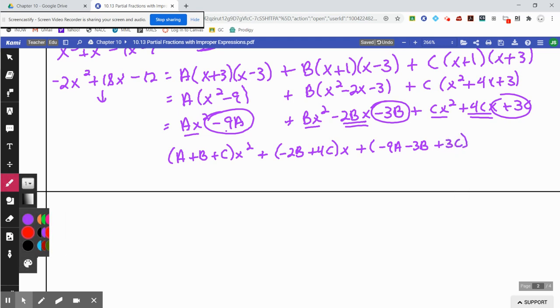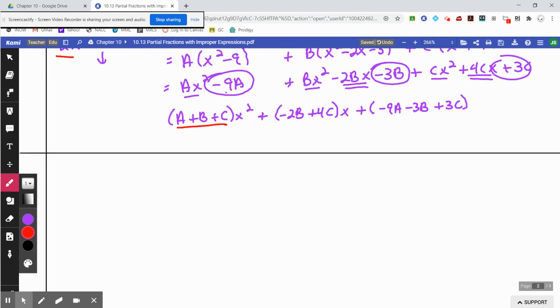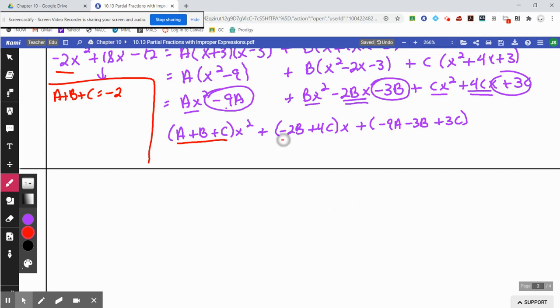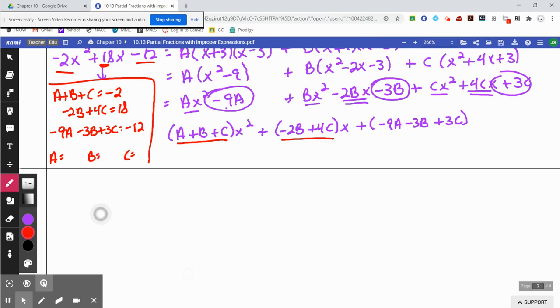So now we're ready to set up our system. Here's our x squared stuff. So that tells me that the first part of our system, we'll put them right here, is that a plus b plus c will have to equal -2. Negative 2b plus 4c is going to have to equal my x term, which is 18. And my constant, negative 9a, negative 3b, and a positive 3c will have to equal my constant term, which is negative 12.